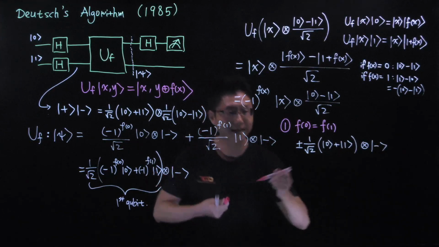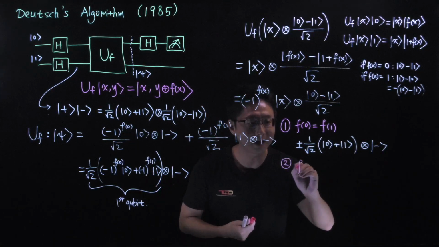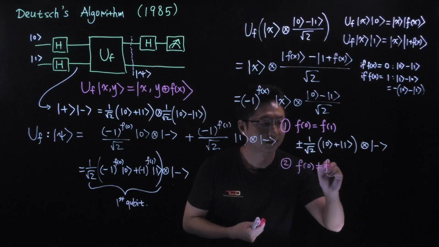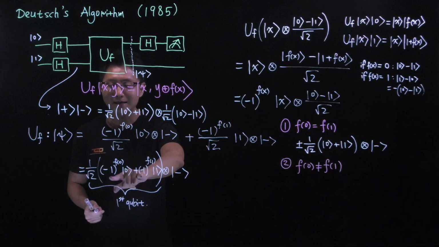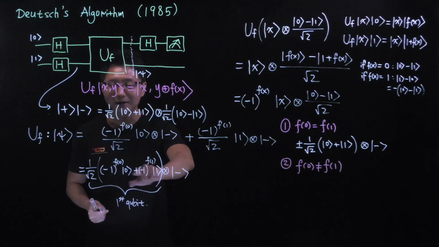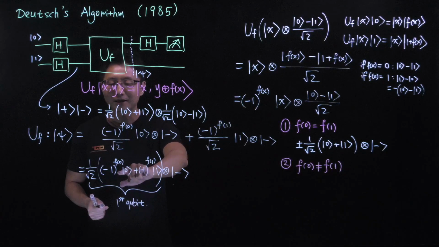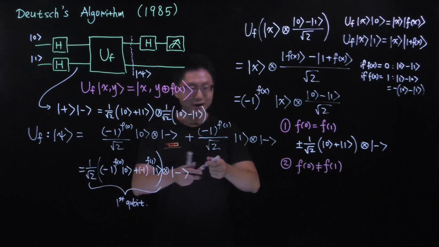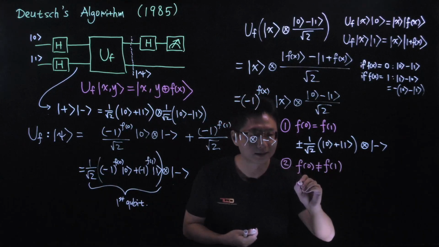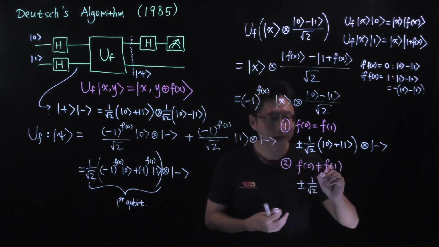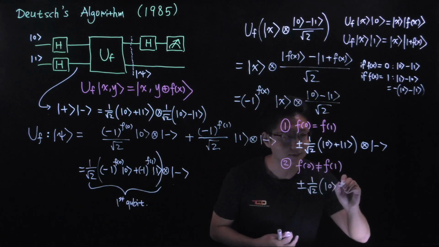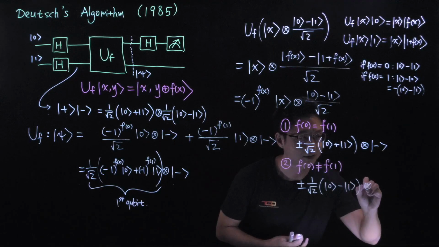And for the second case, where the function is balanced, that means they take different values. So one of these two terms will be plus and one of the two terms will be minus. So that means you either get 0 minus 1 or 1 minus 0. So in either case it's equal to 0 minus 1 up to a plus minus in front. So we can write the state as plus minus 1 over root 2, and inside we'll have 0 ket minus 1 ket tensor with the minus ket.